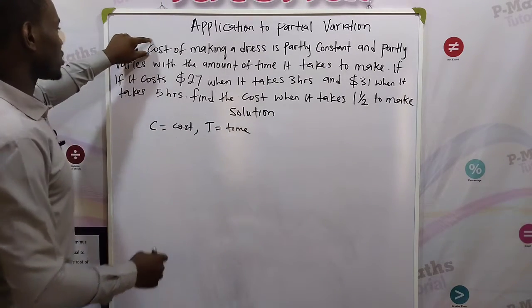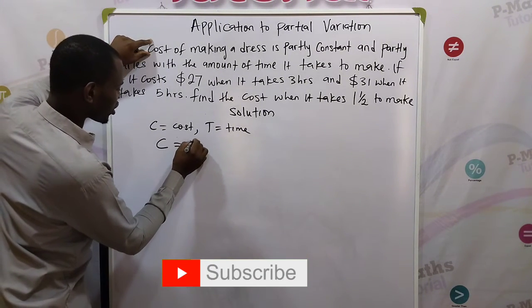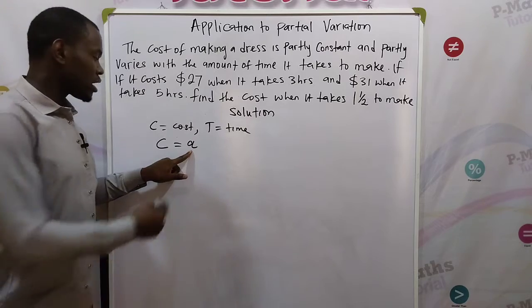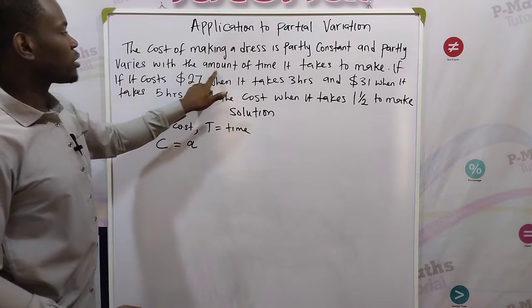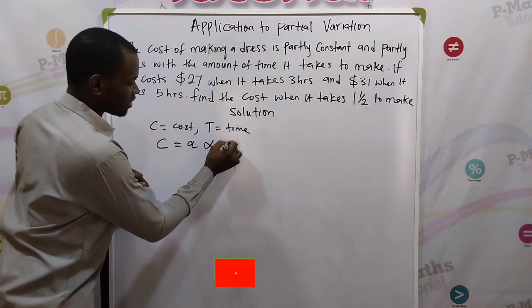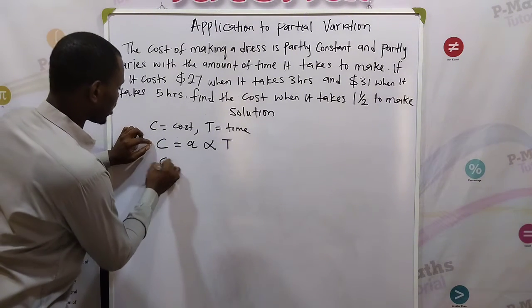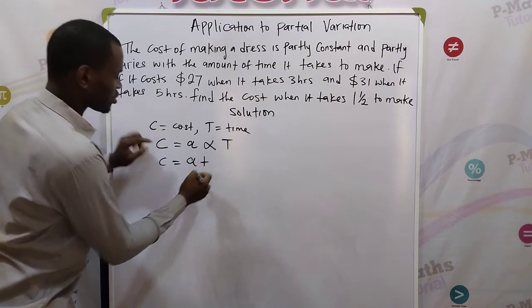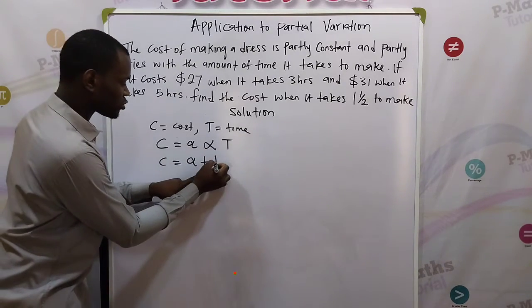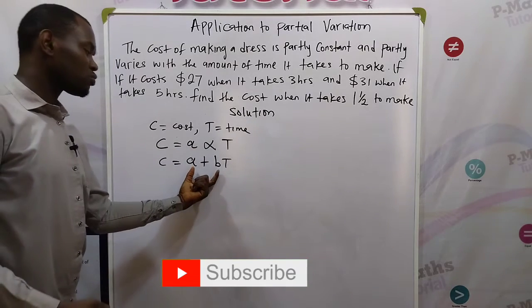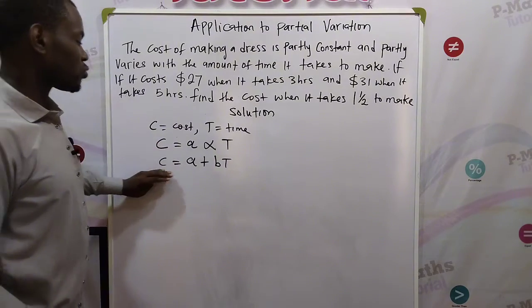All right. Now the question says the cost of making a dress is partly constant. I'm going to say the cost is equal to a constant. Choose any constant variable of your choice. I will use A. And it partly varies with the amount of time. Now the next thing I want to do is to remove this proportionality. I'll have C equal to A plus, then introduce another constant variable, let me use B. So we must have two constant variables and then the parameters in consideration. So we formed our equation.